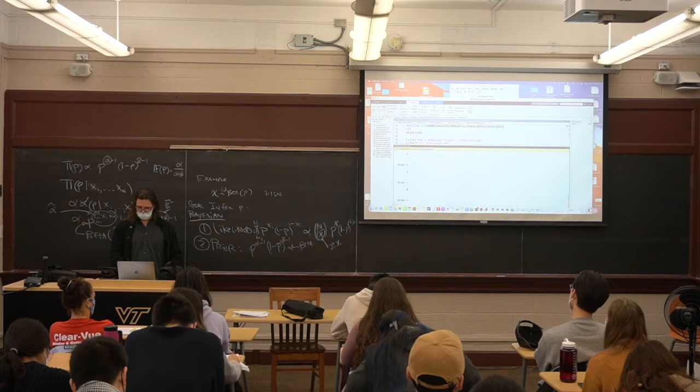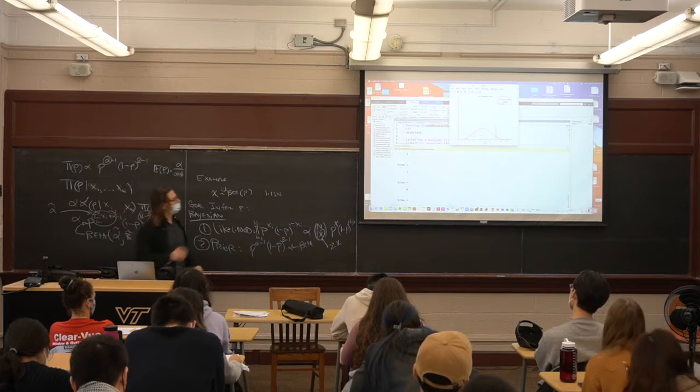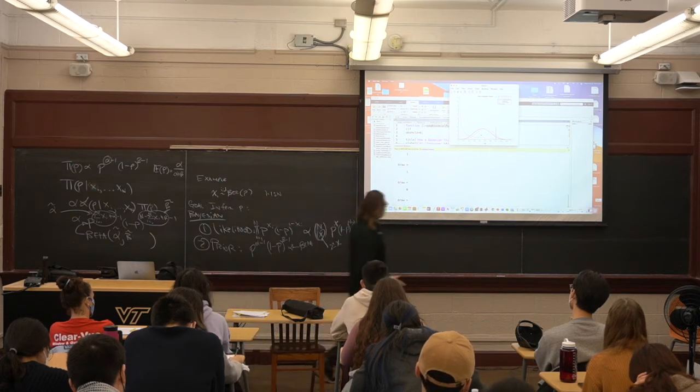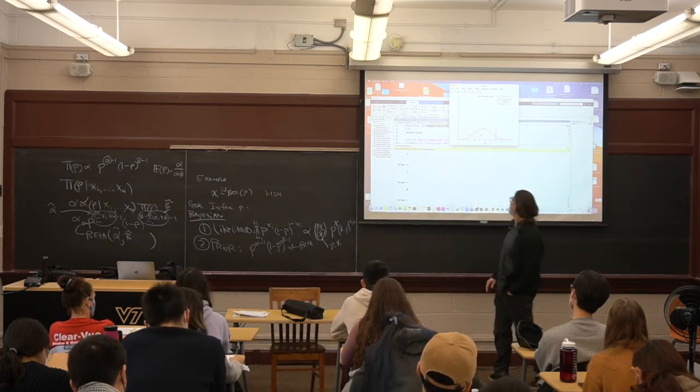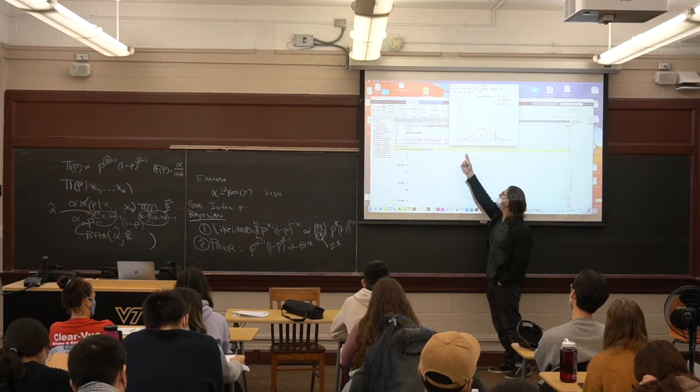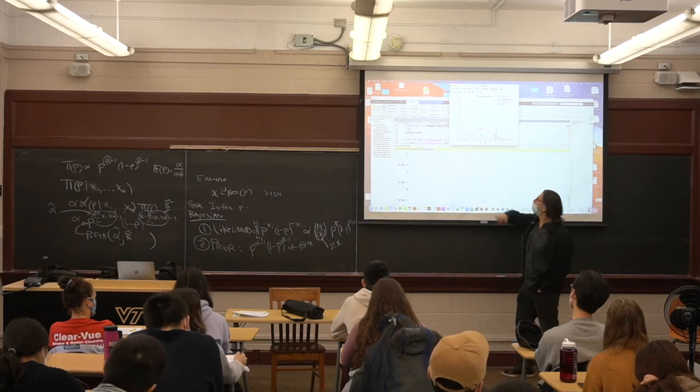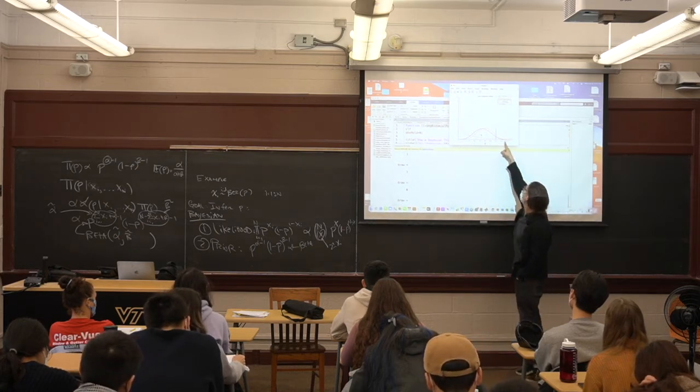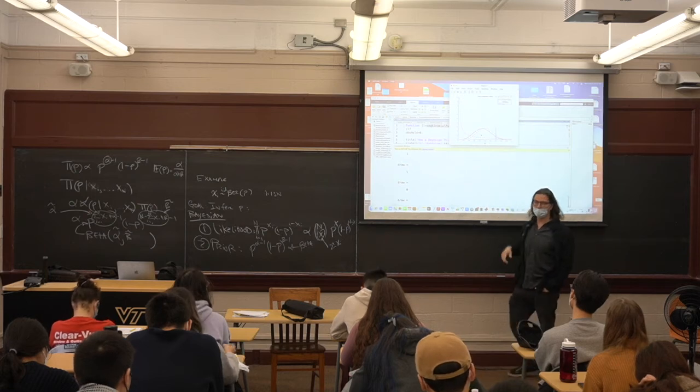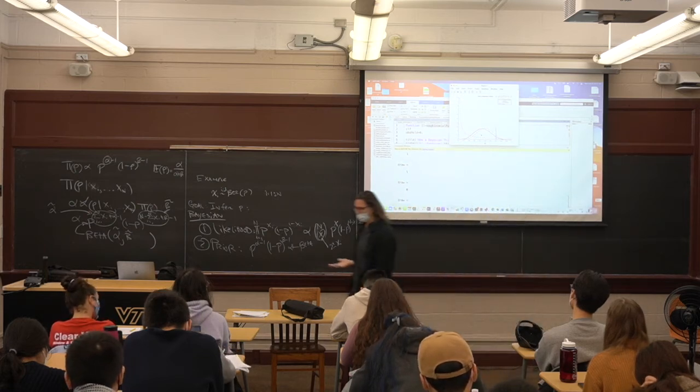So I just flipped the coin 10 times, and here's my answer. So my posterior distribution says, essentially, I think that P is somewhere between, I'm just going to eyeball this, 0.1 and 0.85. And so that's the way I interpret this.